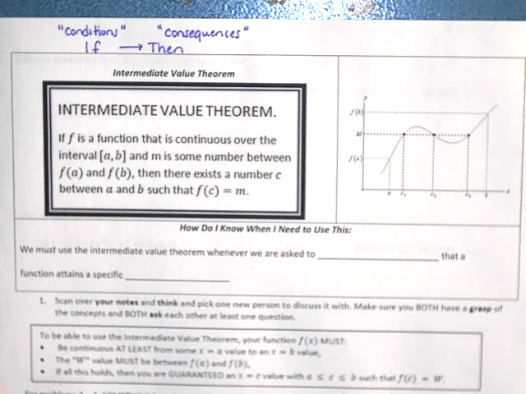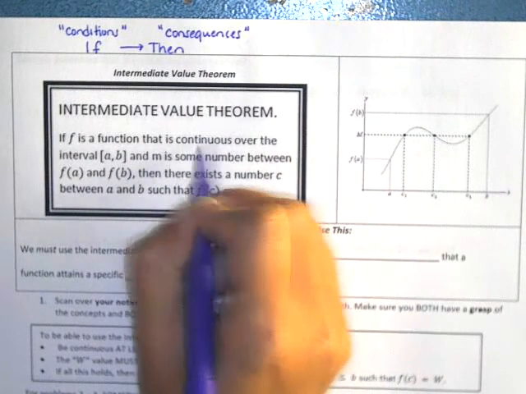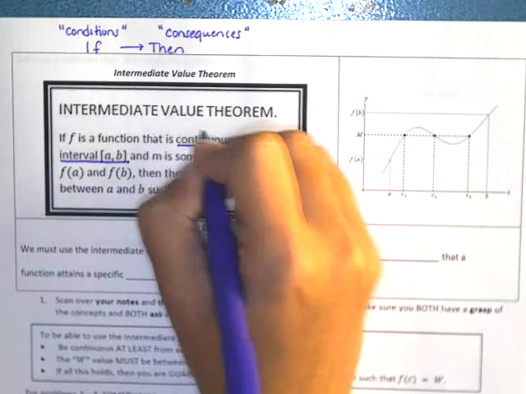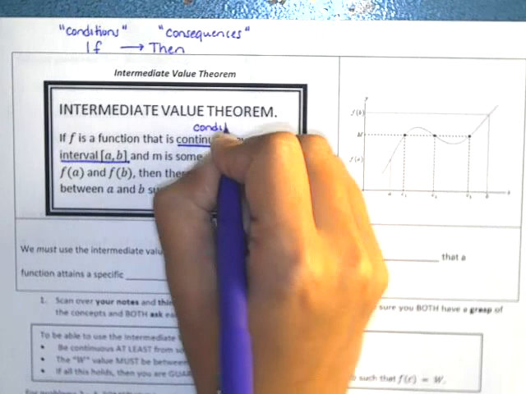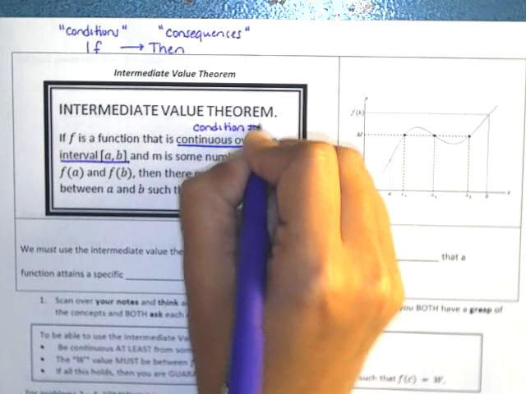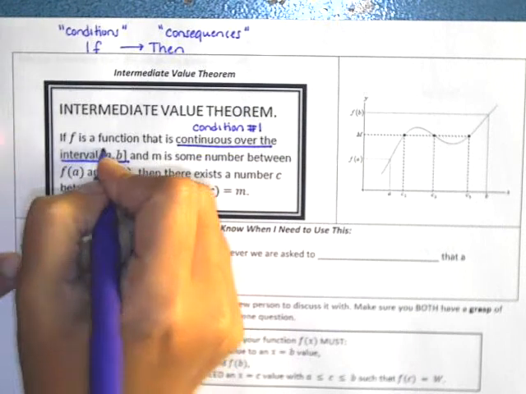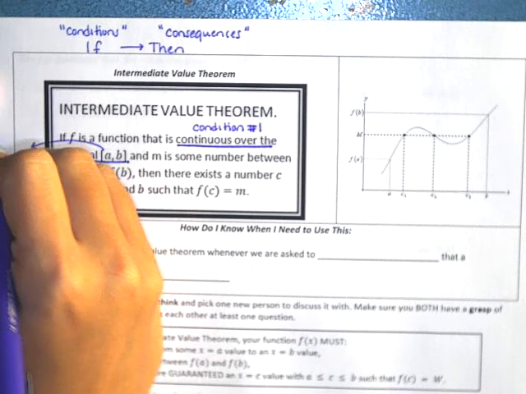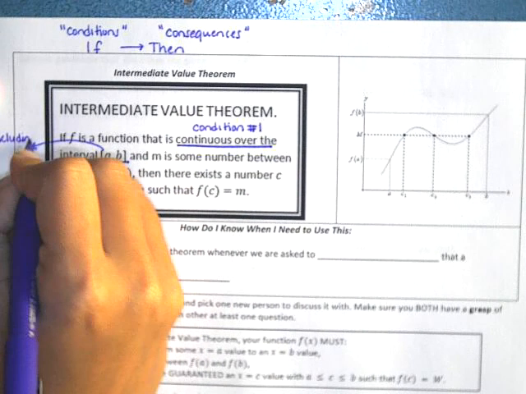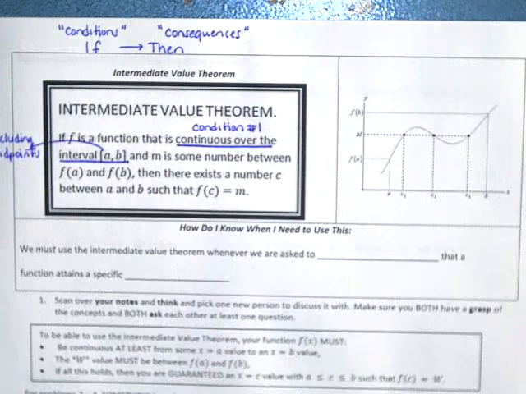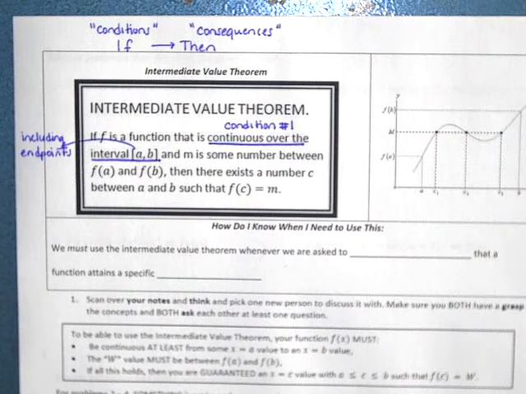The first condition is that your function needs to be continuous over the closed interval from a to b. So this is condition number 1. Now it is significant here that this is a closed interval. What that means is that it is continuous including the endpoints. So everything on the graph for the specific interval that you're looking at is nice and smooth and connected, including the endpoints of the graph.